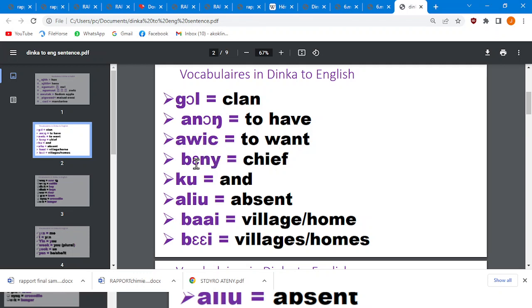Bang means sheep. Ku means an in English. Preposition in Dinka, ku means an in English.